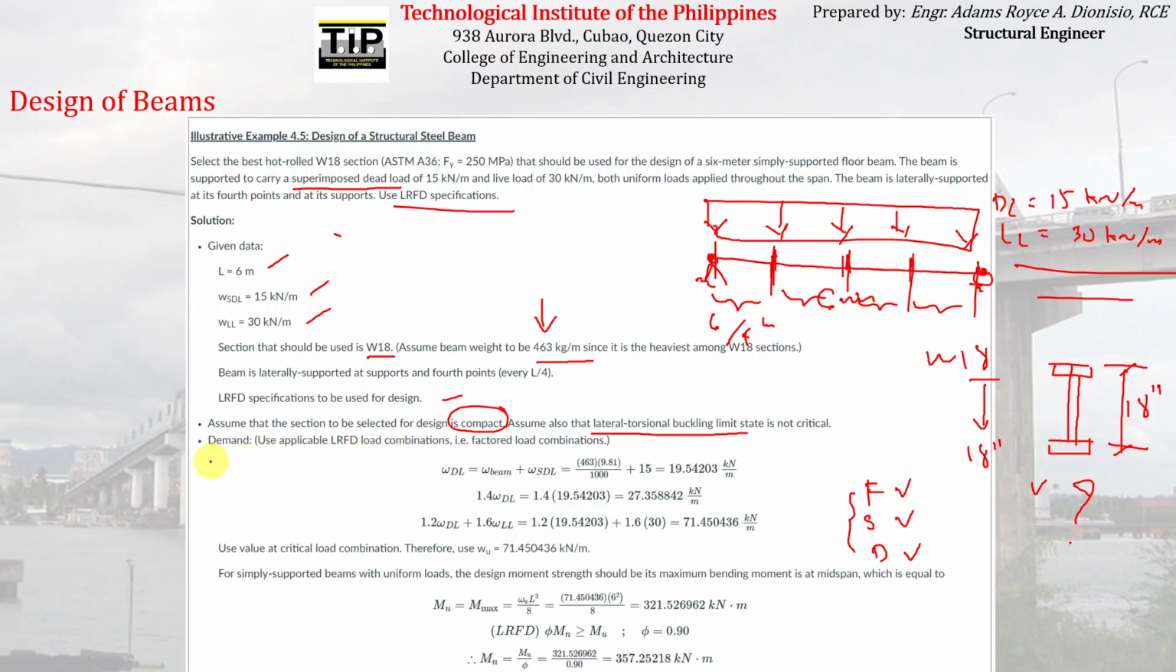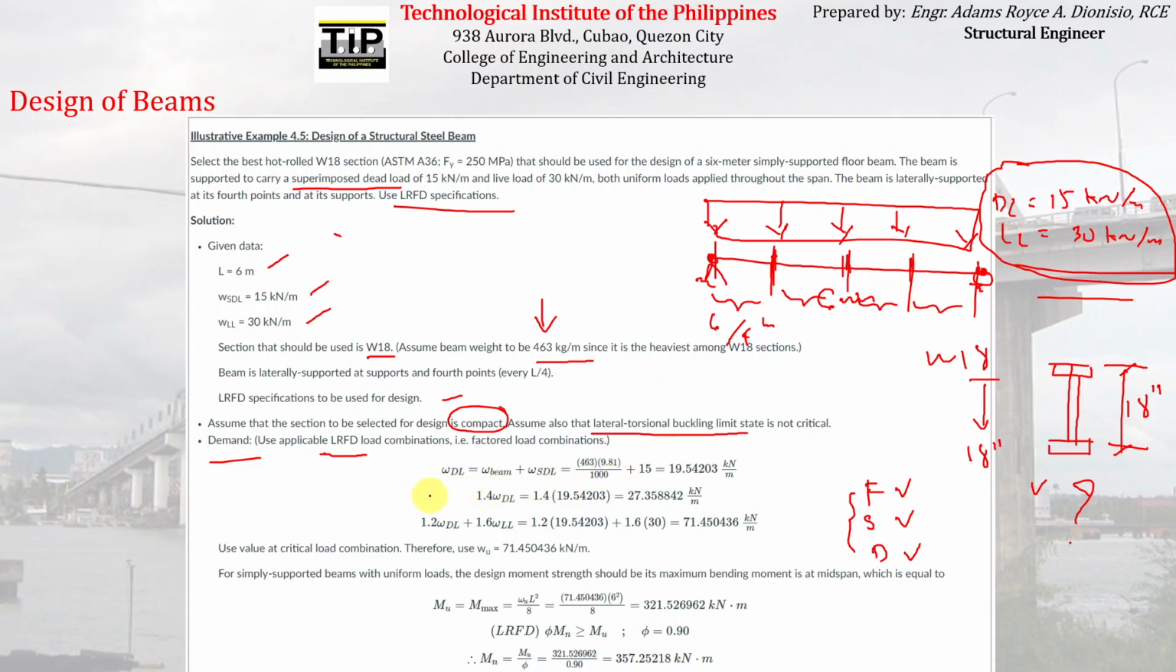So for the computation of the demand induced by the different loads mentioned in the problem, since we are tasked to use the LRFD design philosophy, we have to use load combinations that use load factors.